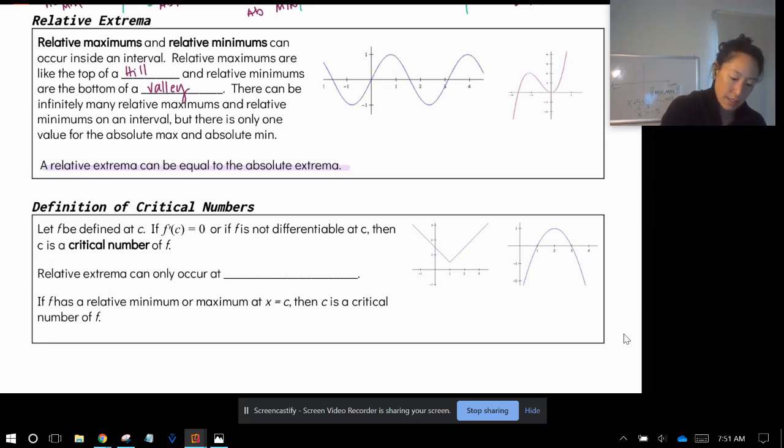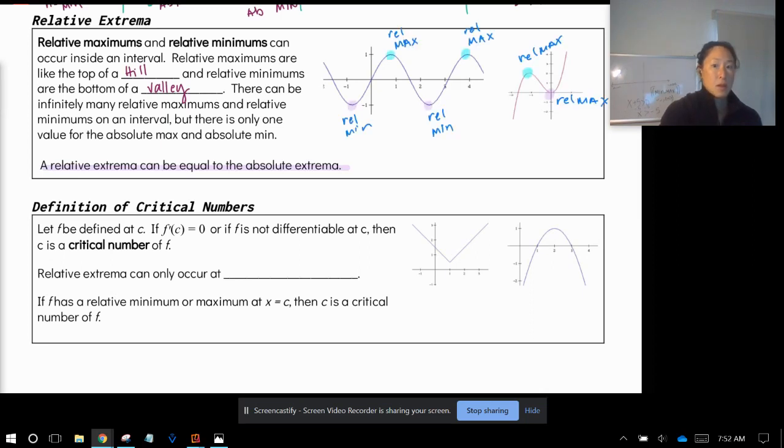So let's identify these mins and maxes, relative mins and maxes. Go ahead and do that, and I will do it on my paper as well. All right, so I've identified my relative maximums as the top of the hill and my relative mins as the bottom of the valleys of the graph.